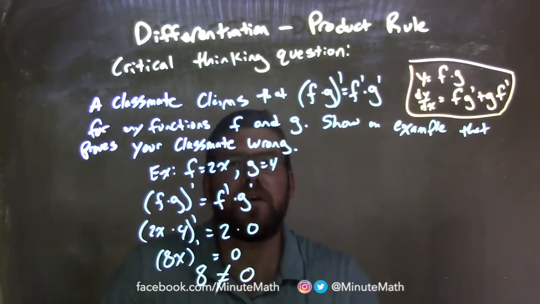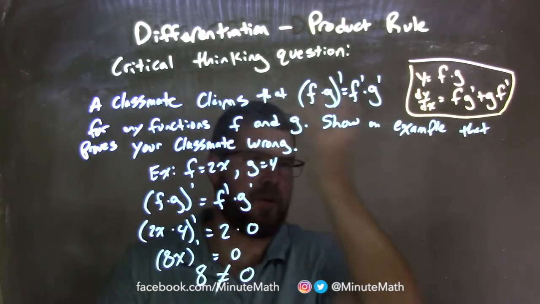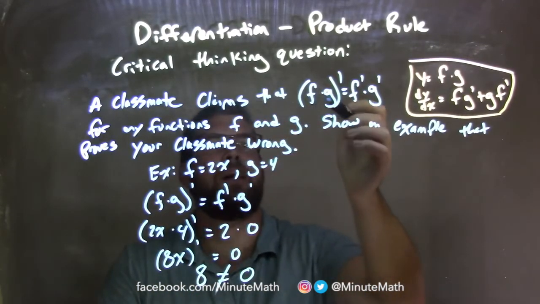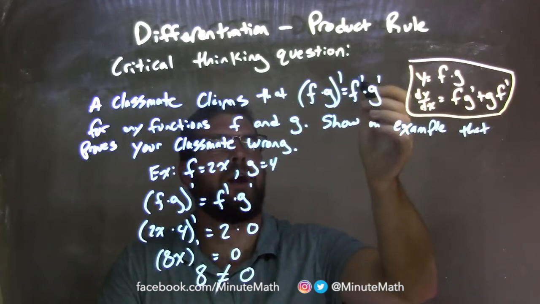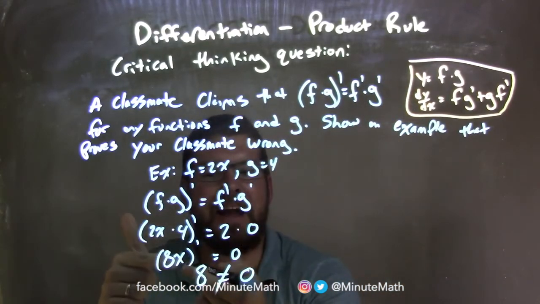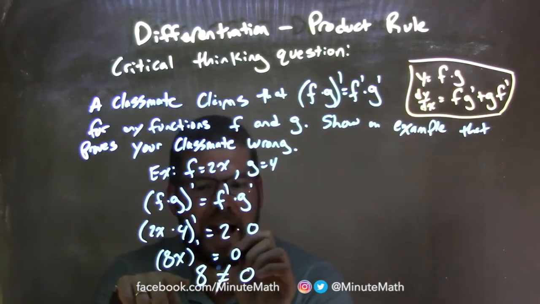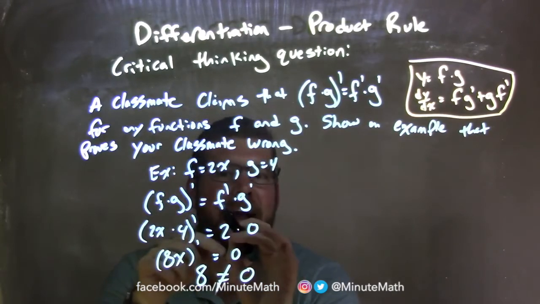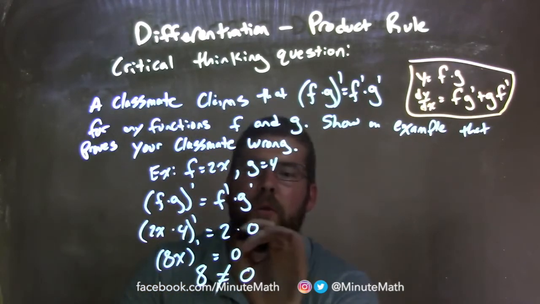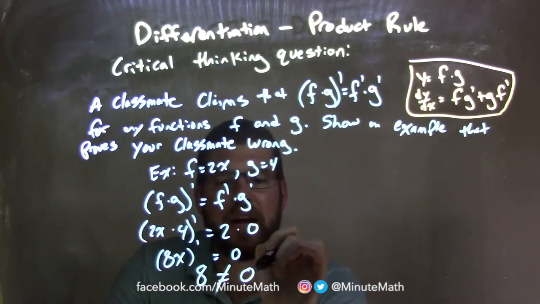So that shows that his claim, or her claim, or whoever's claim it is, is not true. This idea that (f times g) prime is equal to f prime times g prime is false, because when I multiplied f times g, it came out to be 8x, and when I took the derivative of that, I got a positive 8. If I did f prime individually, which is 2, and g prime individually, the derivative of 4 being 0, and multiplied those, it got me 0. 8 was not equal to 0.